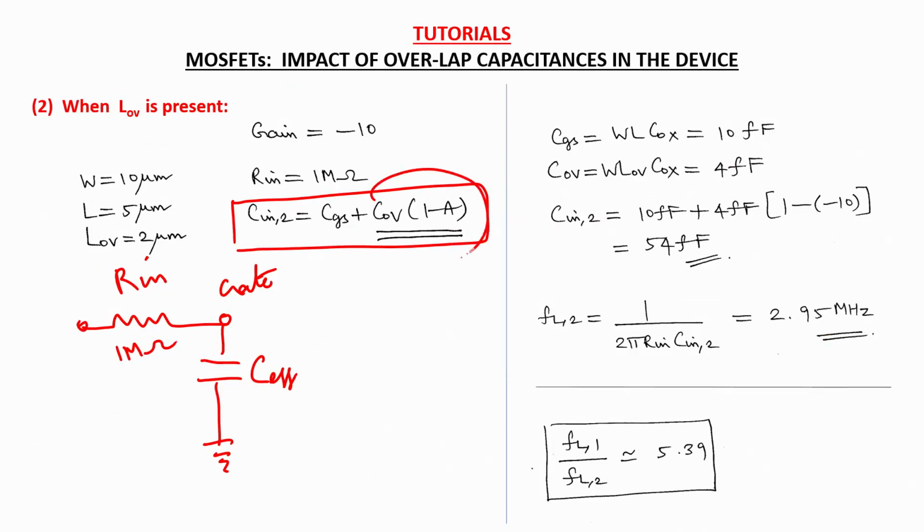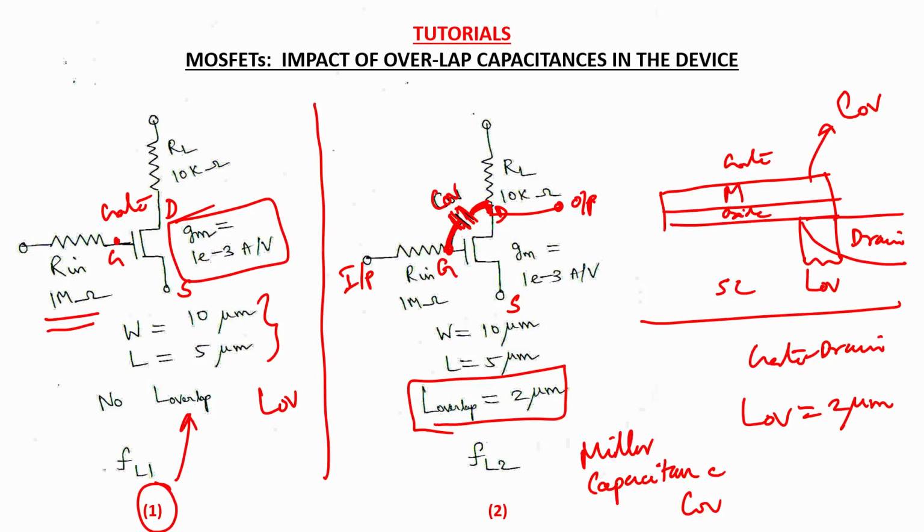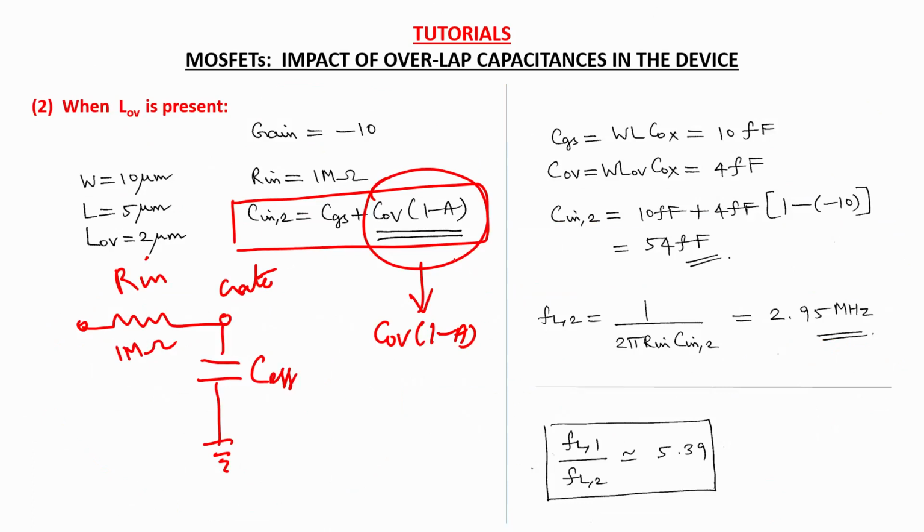And here this is the Miller component, where COV into 1 minus A is the additional capacitance which gets reflected at the input. This means that the COV here gets amplified as COV into 1 minus A at the input. So the effective capacitance at the input is nothing but CGS plus COV into 1 minus A, where this is the Miller component. So you know what is the gain, which is again 10 for this.